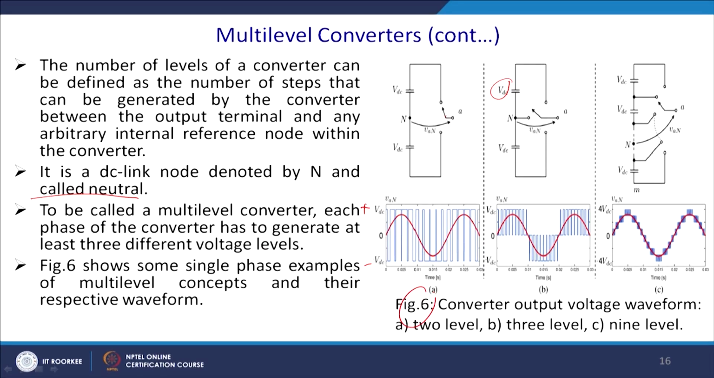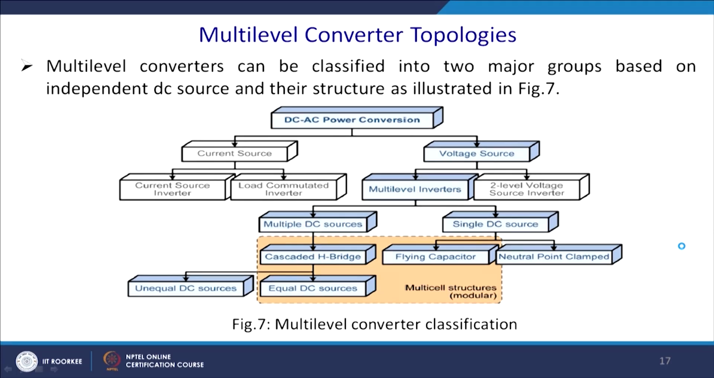So, this figure shows some single phase examples of the multi-level converter and the respective waveforms. This is for the 2 level, this is for the 3 level, and this is for the multi-level, and this is for 9 level, let us say, because you can see there are 9 levels. So, we can classify the multi-level converter topologies. Multi-level converter topology can be classified into 2 major groups based on dependent DC sources and structures, as illustrated in figure 7.